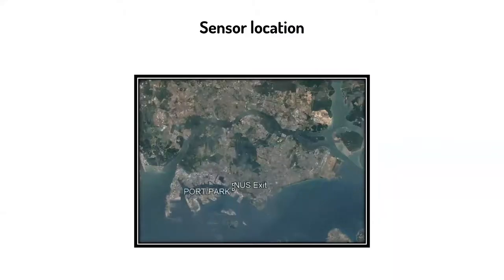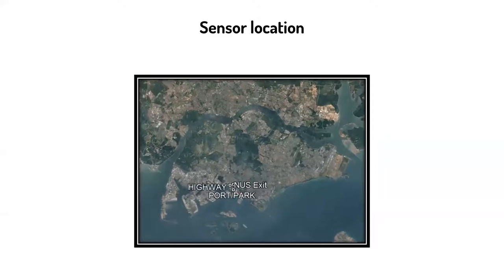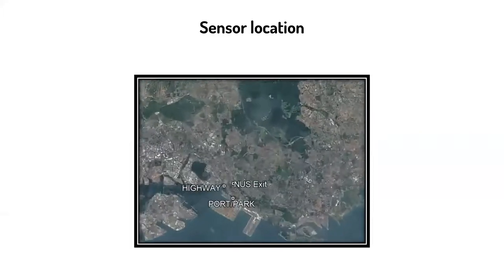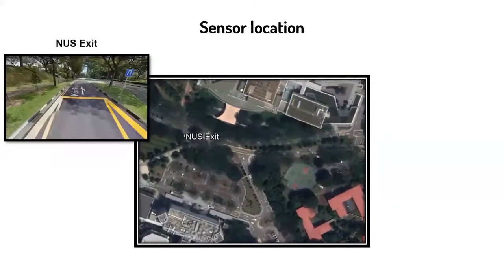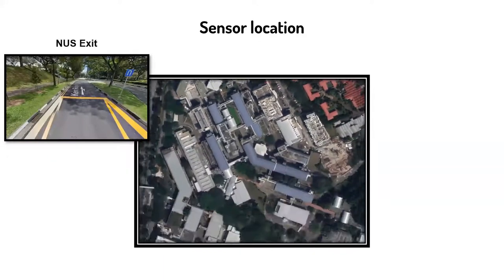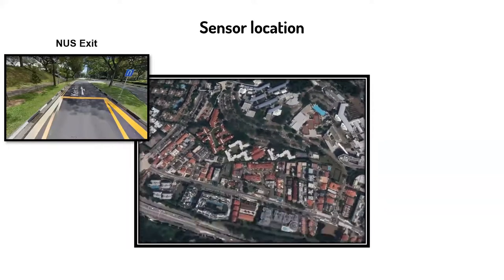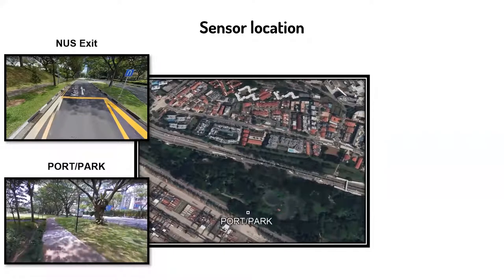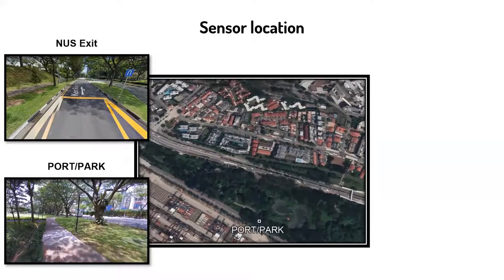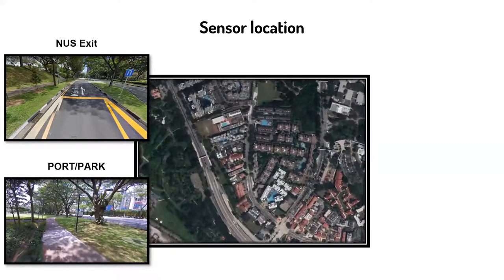We analyzed data acquired by a few three-component geophone sensors deployed in Singapore. The first sensor is deployed at the exit of the National University of Singapore, and the second one is located at the intersection between Pasir Panjang Road and West Coast Park. At this site, we can observe both vibration from footsteps in the park and vibration of trucks on the road.